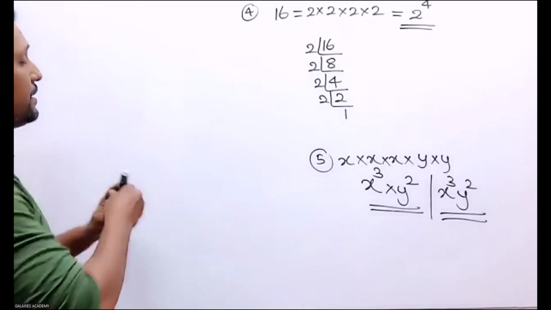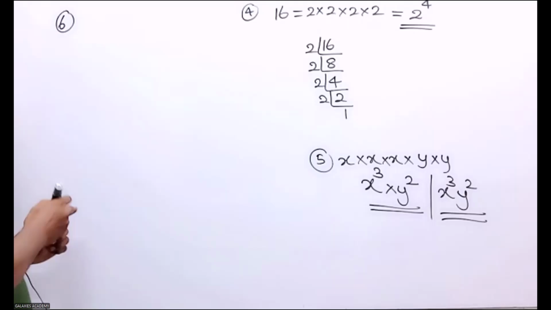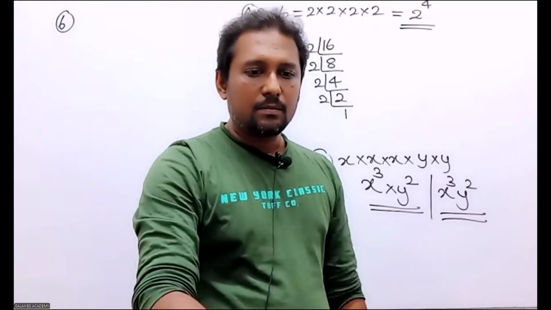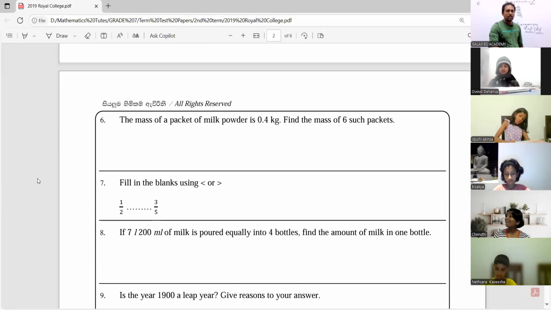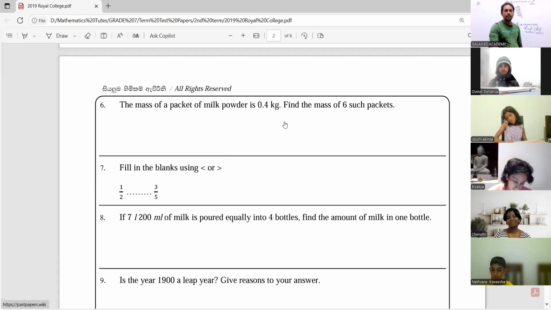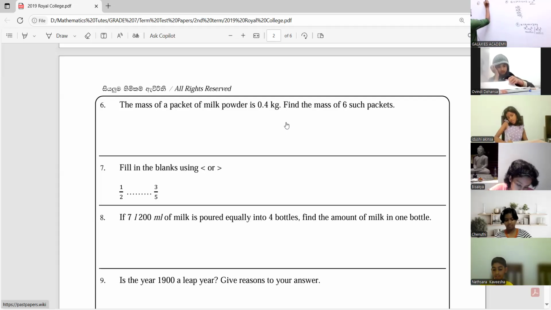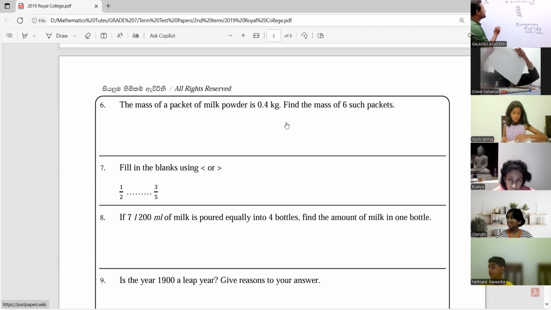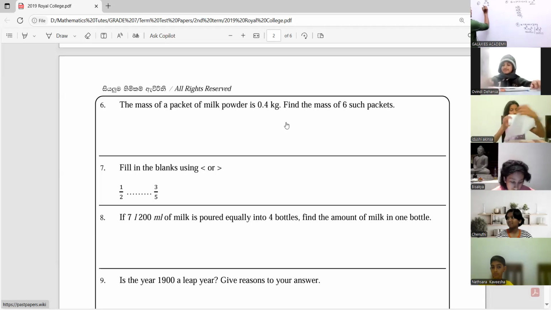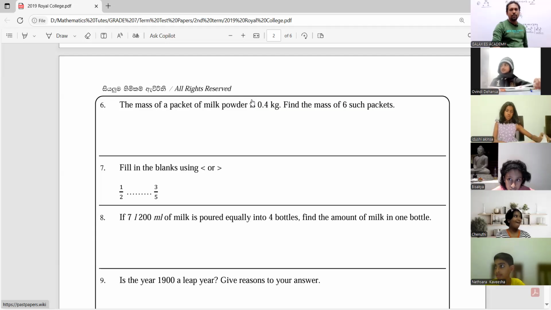Right. Number 6. Look at the sixth question given. The mass of a packet of milk powder is 0.4 kilograms. Find the mass of such 6 packets. What is the mathematical operation you have to use? Multiplication. Yes, these two you have to multiply.